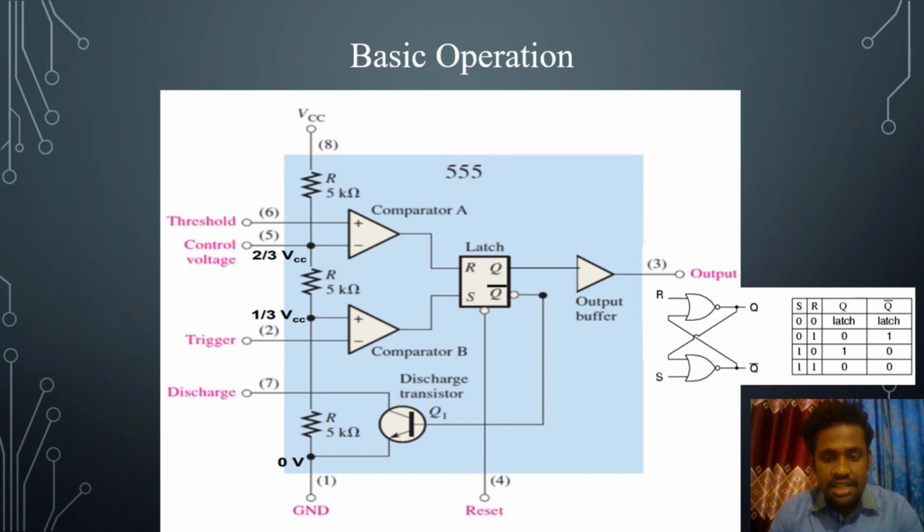Q directly gives us the output, and Q bar is connected with a transistor. In this transistor, the emitter is directly connected with the ground. Here there is also a reset, which is activated for the active low purpose. And this is all about the basic operation of the 555 timer. Here we also see a truth table for the latch. Here we can know where it is active low and where it is active high.